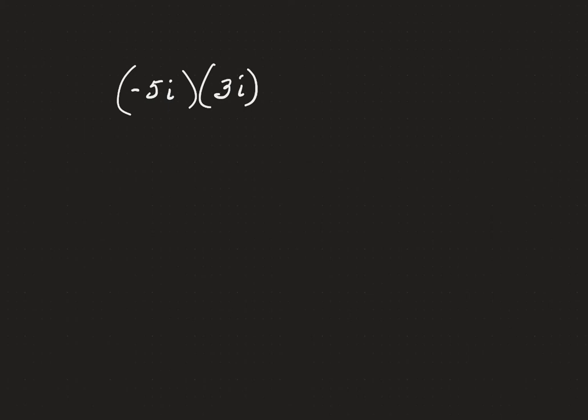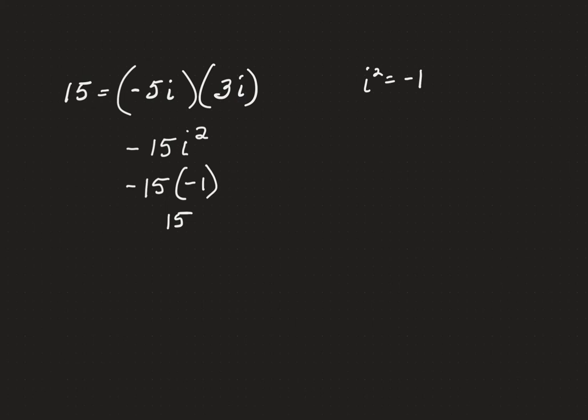Yes, you can have negative imaginary numbers. So let's multiply them. A negative times a positive will give you a negative, even if they are imaginary. 5 times 3 will give you 15. And then i times i, we treat it the same way we treat a variable, or any number really, is i squared. However, we remember that i squared equals negative 1. So what we really have here is negative 15 times negative 1, which gives you positive 15. So negative 5i times 3i is equal to 15.